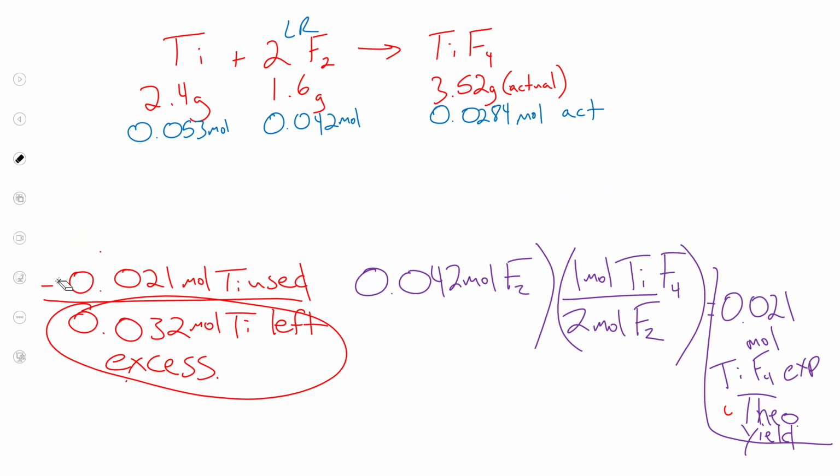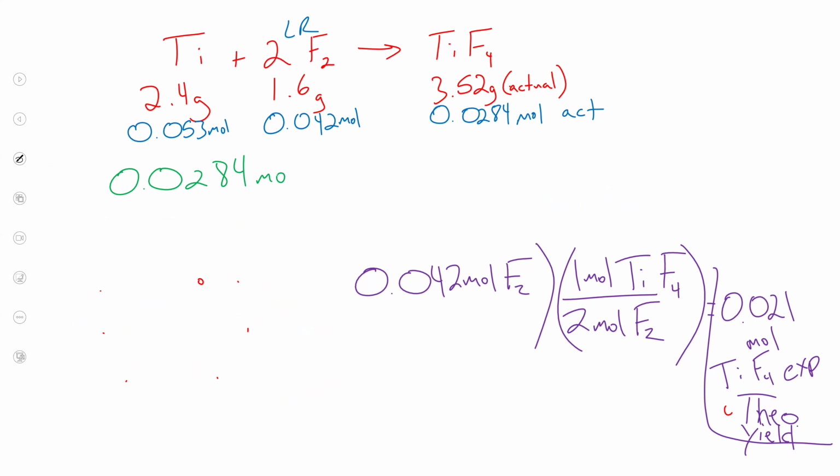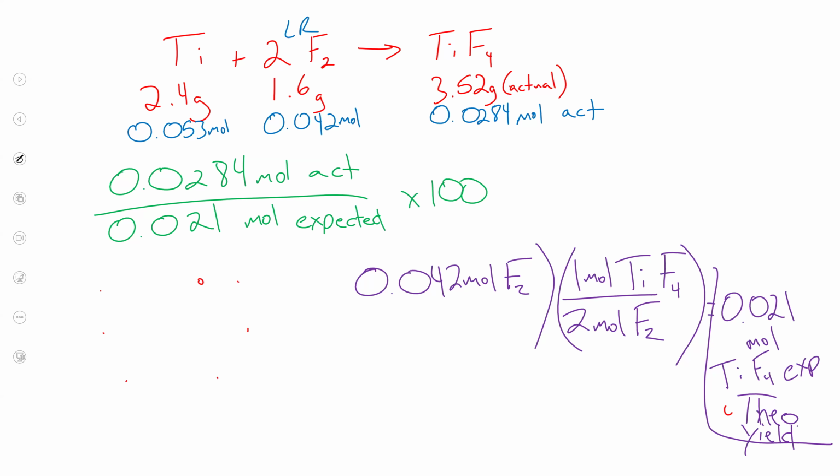So percent yield is always actual over expected. So our actual is 0.0284, divided by our expected, which is 0.021. It's going to be like 130 something, right?